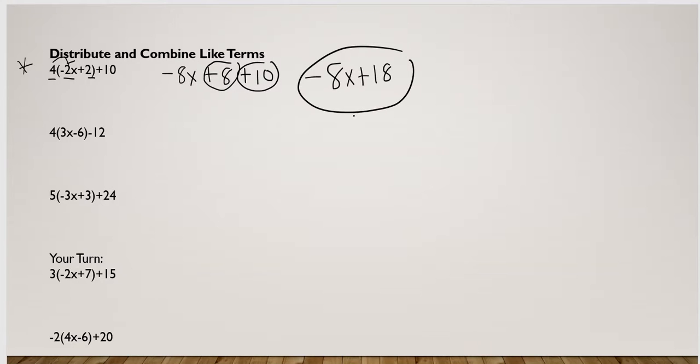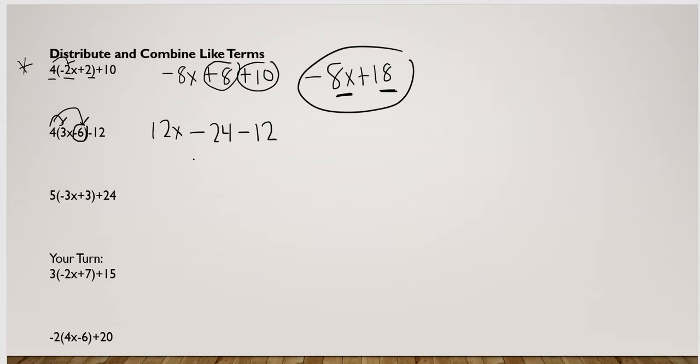This is our simplified answer. We can't combine these because this one has an x and this one doesn't. Okay, so for the next one, we have this 4 that we need to distribute to both of these terms. 4 times 3x is 12x. 4 times a negative 6 is a negative 24. Then we still have a negative 12.